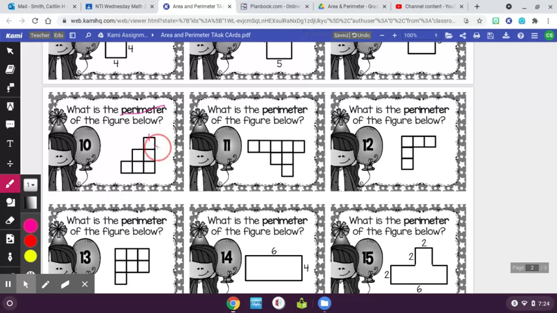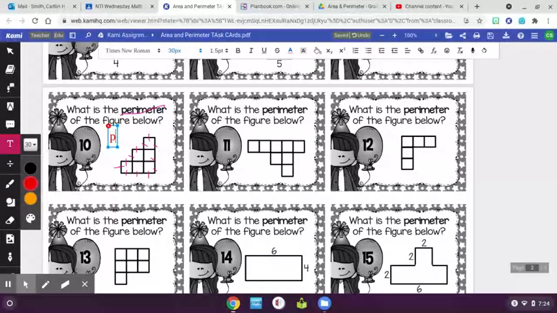So 1, 2, 3, 4, 5, 6, 7. I'm just going to keep going around. 8, 9, 10, 11, 12. And I'm going to stop right there because I'm back where I started. So I'm going to type in P this time because we're working with perimeter. P equals 12. And with perimeter, we don't use square, because you're not multiplying. You can just say U for unit since it doesn't give you a certain unit of measurement like inches or anything like that.